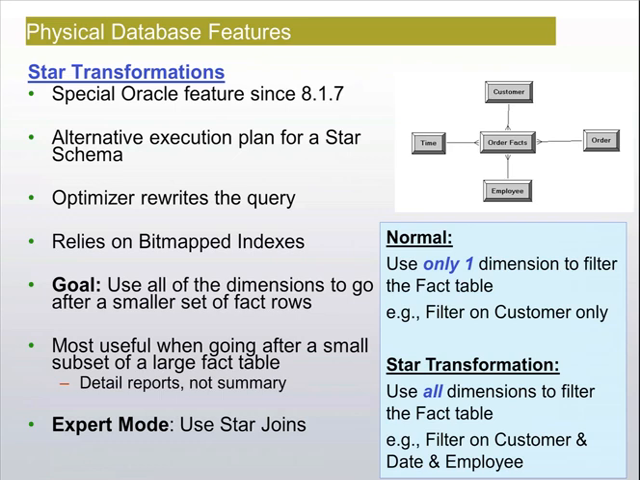So the more dimensionality we have, the more granularity, the more detailed our queries are, the smaller percentage of fact records we're going after, the more useful star transformations are going to be. For example, you can have a multi-billion row table, but you can do a lookup, again, assuming you're going after a small subset, in perhaps a second or two. It can be very fast.